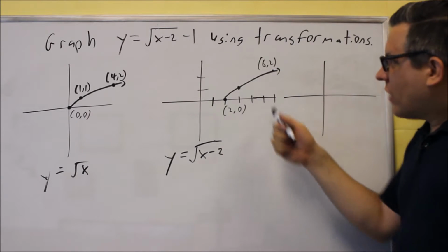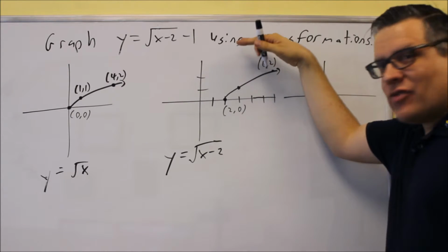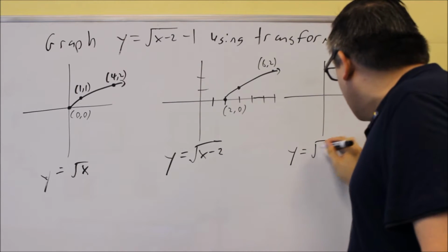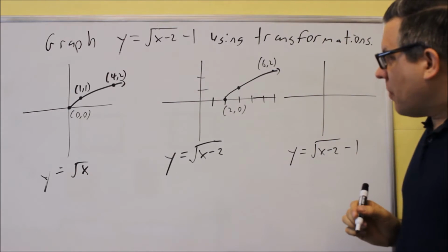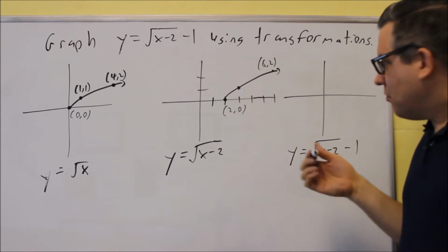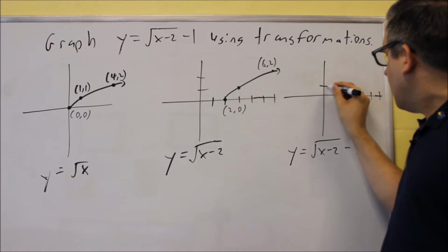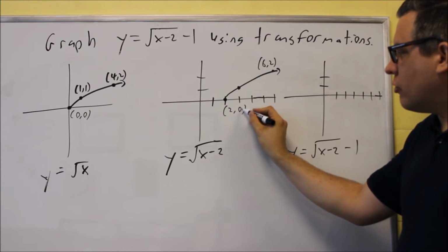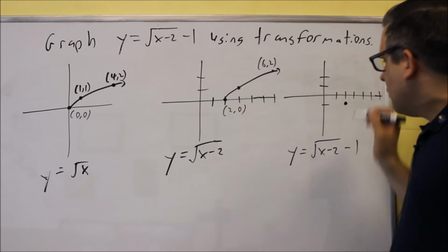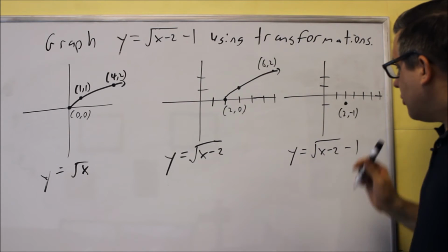Now, we have to apply the negative on the outside. So notice we have a minus 1. That's going to take all the y values and shift it down 1 unit. So this is going to be our final answer here, square root of x minus 2, minus 1. It's going to take all the y values, and they're going to basically subtract 1 from it. So instead of being at (2, 0), we're going to subtract 1 from the y value there. So it's now going to be at (2, -1). The whole thing gets shifted down 1 unit.